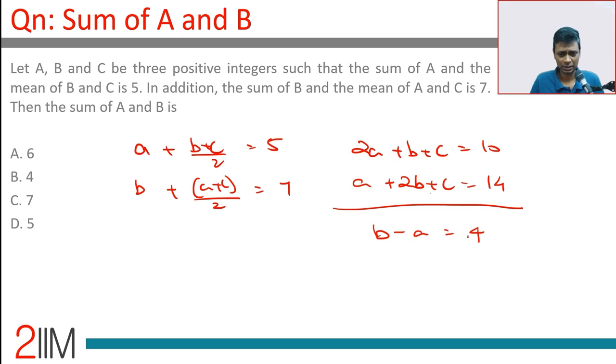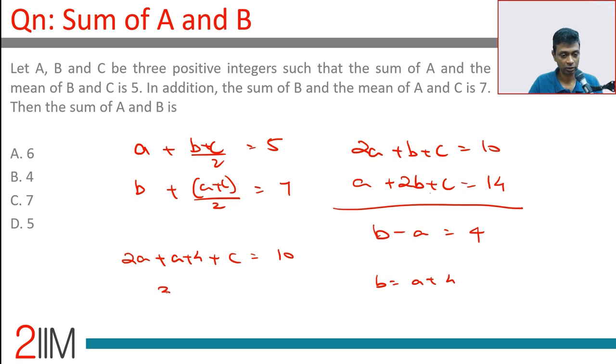This is tricky. We're not going anywhere with B minus A. B minus A is 4. How does that help? We want A plus B. Okay. Let's do this. B is A plus 4. So plug that in here. 2A plus A plus 4 plus C is 10. 3A plus C is 6.